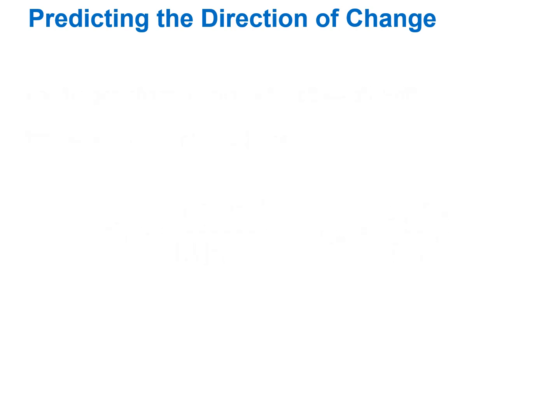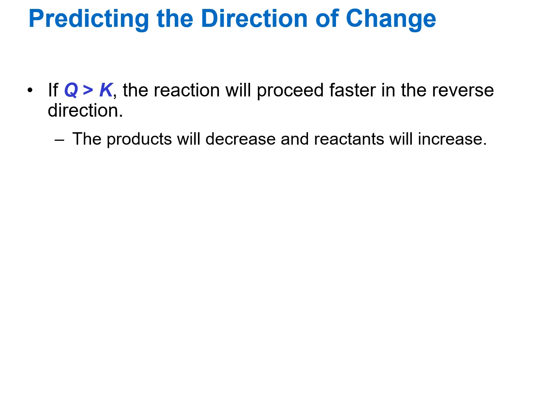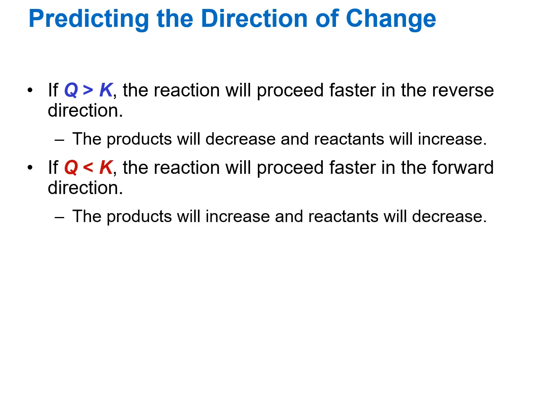So what is all of this telling us? Well, if our quotient is greater than our constant, then the reaction is going to move in the reverse direction, and we're going to see an increase in the reactants and a decrease in the amount of product that we have. And then the opposite would be true. If the quotient is less than the constant, what we would see is the reaction moving forward, and we'd see a decrease in the reactants, but an increase in the products.